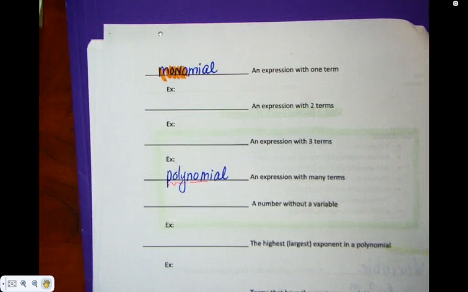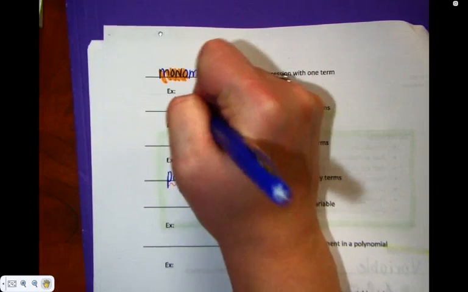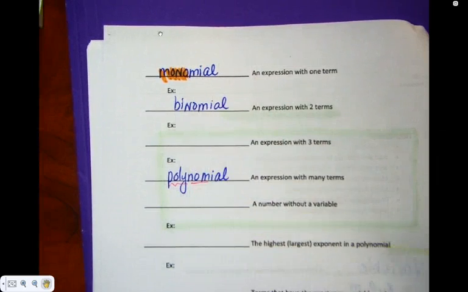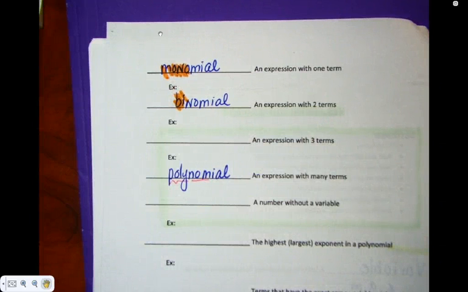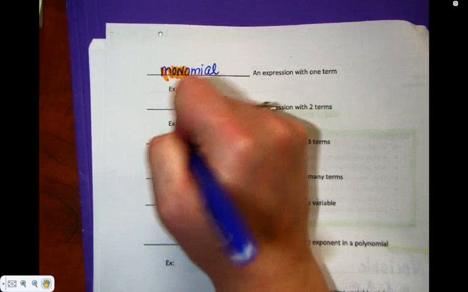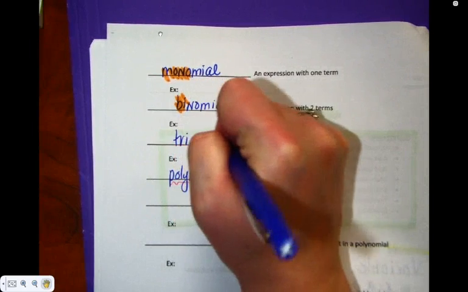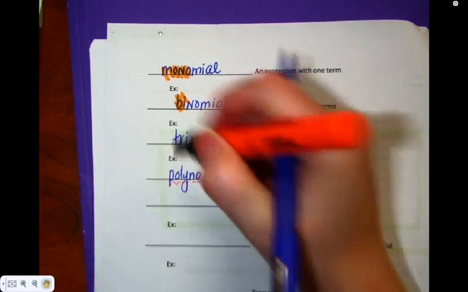Expression with 2 terms. What do we call a vehicle with 2 wheels? A bicycle. So what do you think an expression with 2 terms is? A binomial. Bi is the Latin prefix for 2. Three. What do you think we call an expression with 3 terms? Trinomial. Like a tricycle or a triangle.